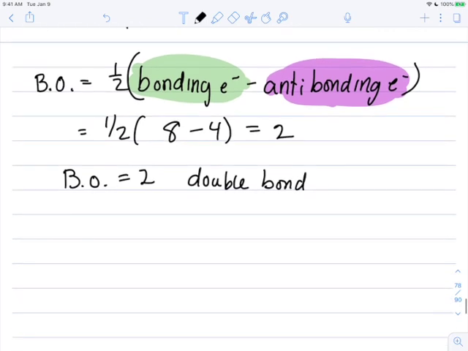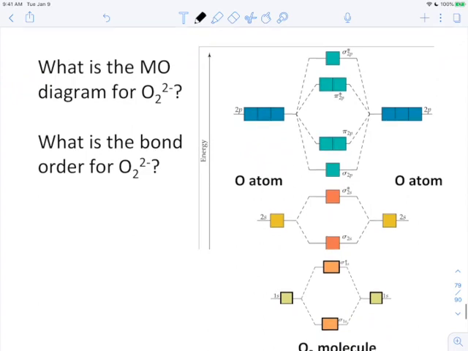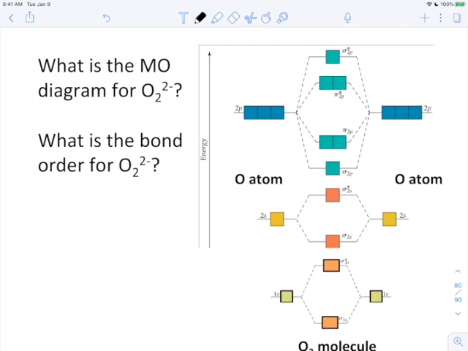And that is correct. Oxygen is a double bonded molecule that looks something like so. Any questions on how we got our bond order or how we did our molecular orbital diagram? All right.